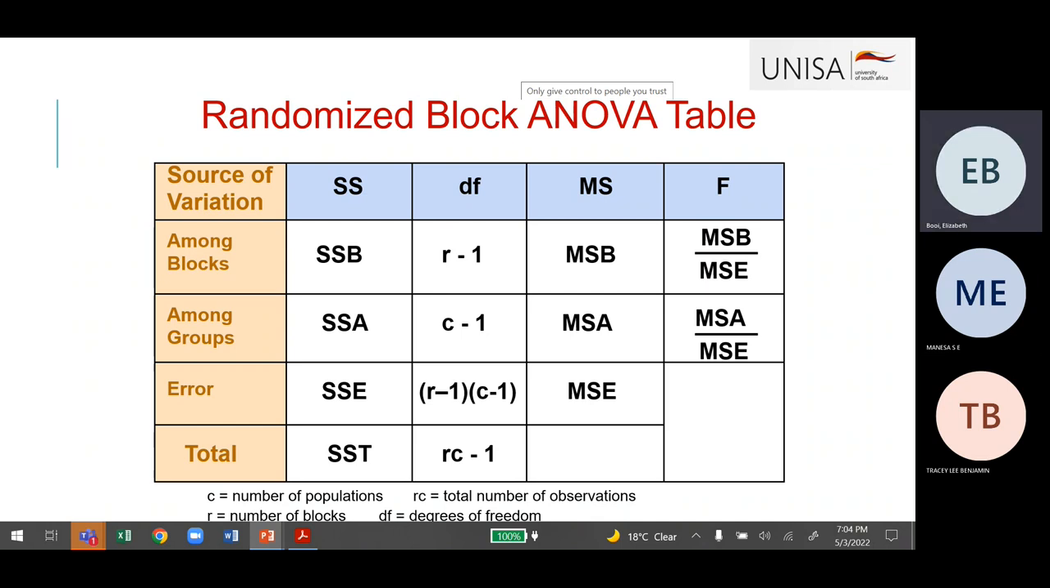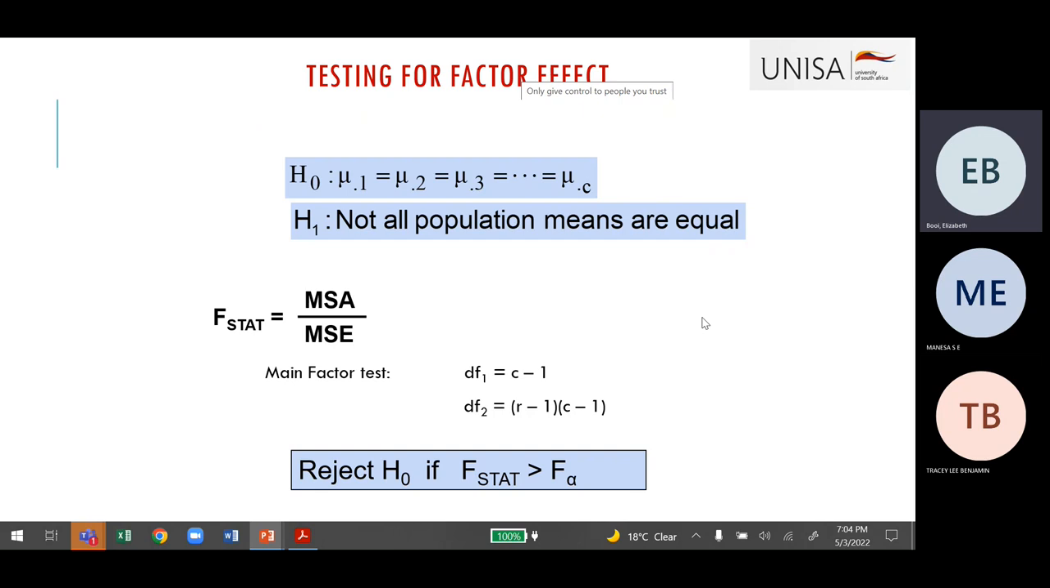When we calculate the test statistic, you're going to have to calculate it for both among the blocks and among the groups. For the blocks, you say MSB divided by MSE, and for among the groups, we say MSA divided by MSE. So let's do the test. The hypothesis testing will still state that mean population 1 and mean population 2 are the same, and your alternative hypothesis will state that not all populations are equal. You're going to be asked to calculate the test statistic among the blocks or among the groups, so you just need to always remember that.